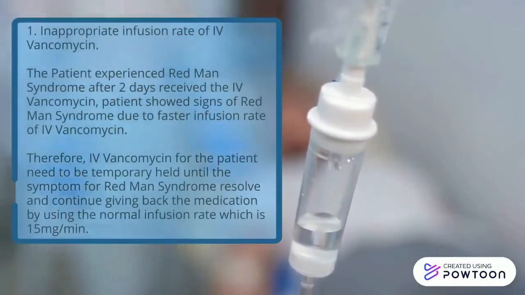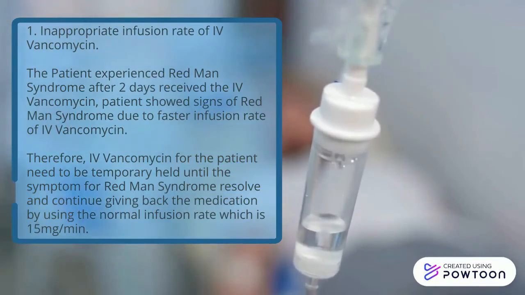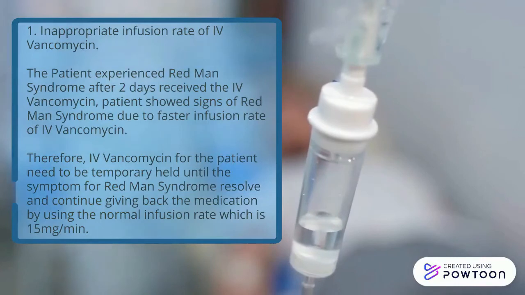Firstly, the inappropriate infusion rate of IV vancomycin. We know that the patient is experiencing red man syndrome after 2 days of receiving the IV vancomycin, showing signs of the side effects of red man syndrome such as rashes and fever. Therefore, IV vancomycin for the patient needs to be temporarily held until the symptoms of red man syndrome resolve, and then the medication should be given again using the normal infusion rate, which is 15 mg per minute.